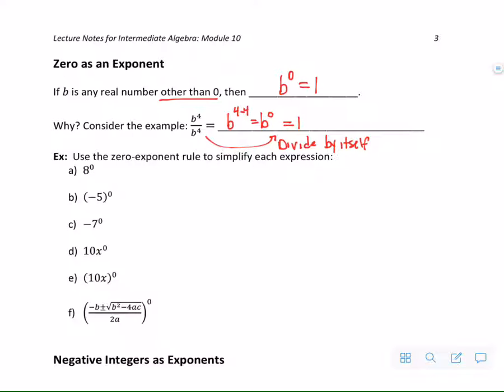Okay, so what is 8 to the 0? 1. Because anything to the 0 power is 1. What's negative 5 to the 0? 1. Now what's negative 7 to the 0? Now there's a difference between B and C. It'd be negative 1. Do you see that the B example has parentheses? This one doesn't. Does that make a difference?